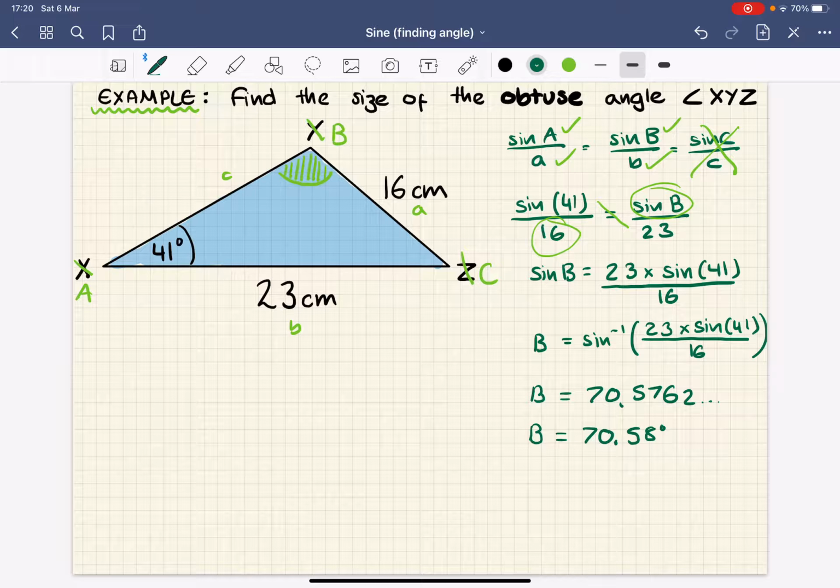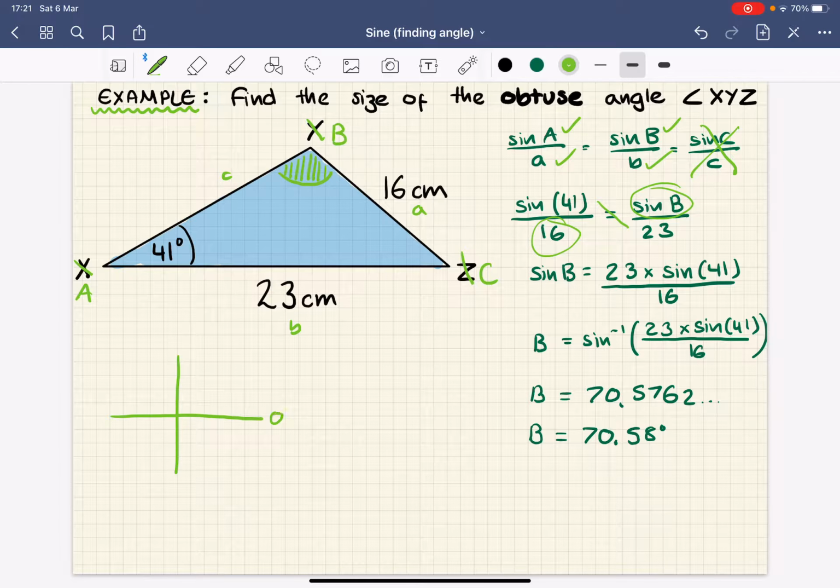And so that is just going to be 70.58 degrees. However, we are told it is an obtuse angle. Look at it. We can see it is obtuse. This angle here is not obtuse. That's an acute angle. So that's not fully my final answer. And this is where we need to go back to some previous bit of knowledge with our trig equations.